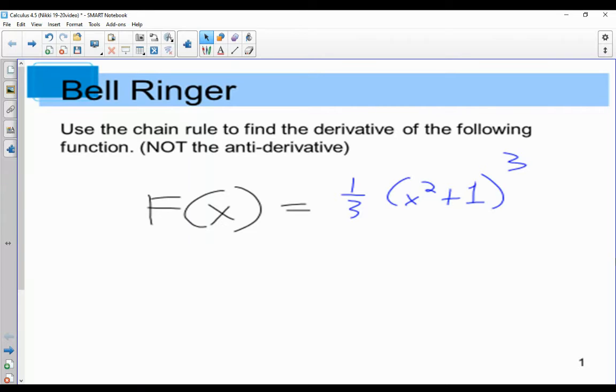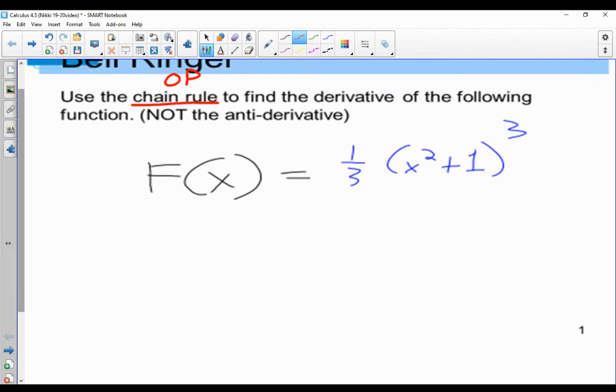But first, let's do a bell ringer. Use the chain rule to find the derivative of the following function. This is not the antiderivative, just the regular derivative. Now, perhaps some of you might need a refresher on the chain rule. We called it the orange peel rule. So just a little refresher.